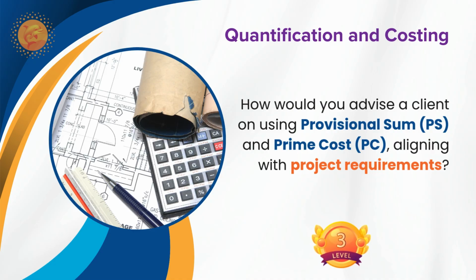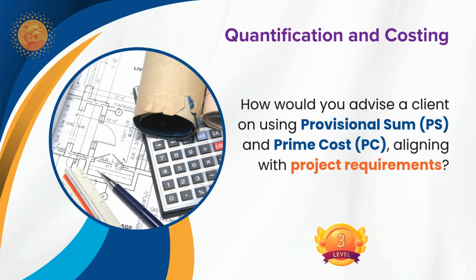Can I answer this question? Yes, please. I will advise the client on using provisional sum and prime cost sum. If the client wants to execute certain work and the design is not ready during the tender time, then I will advise the client to make some allowance under the provisional sum. Later on, the client will decide whether to execute or not, whether it is required or not required for the future of the project.